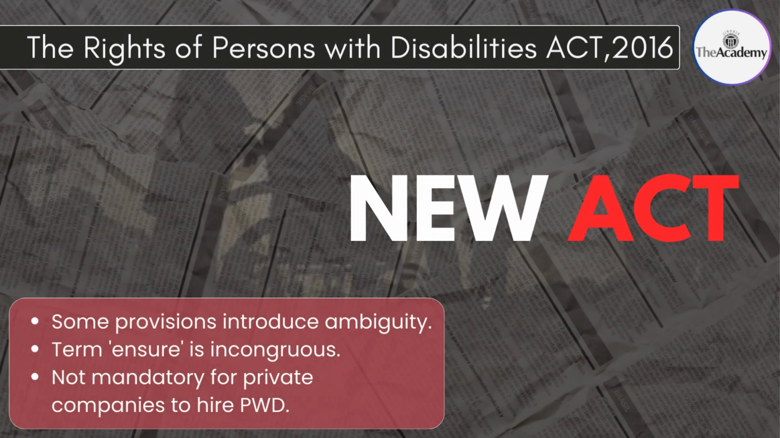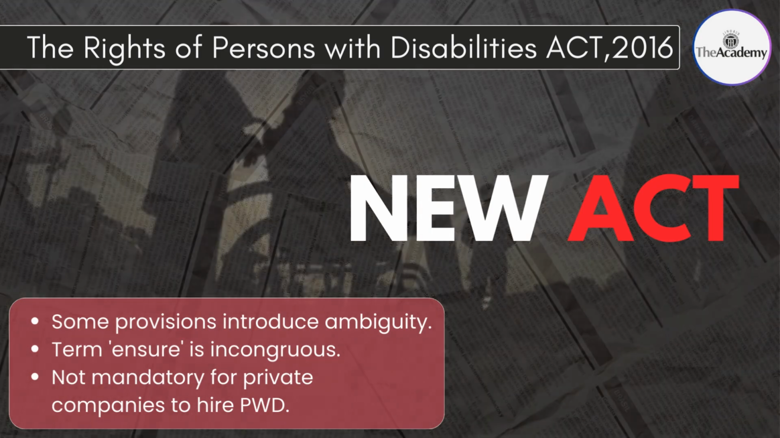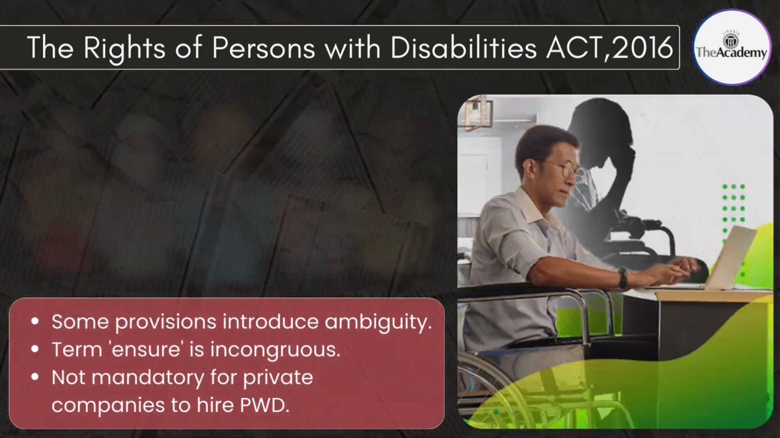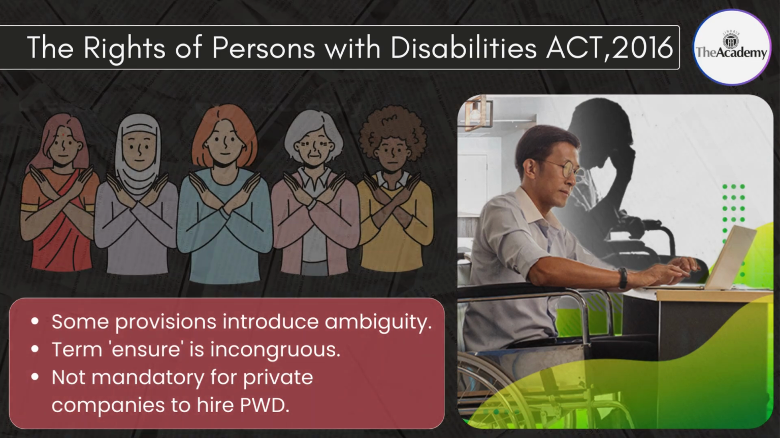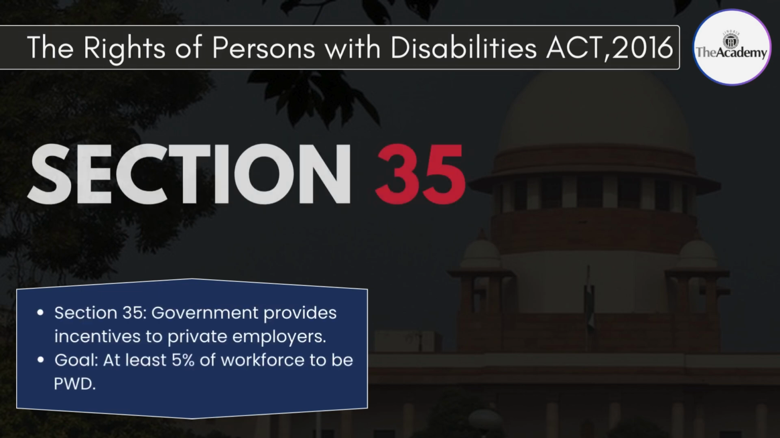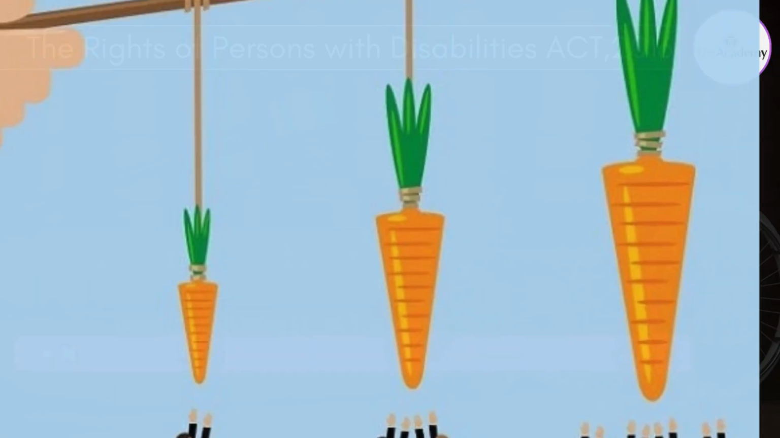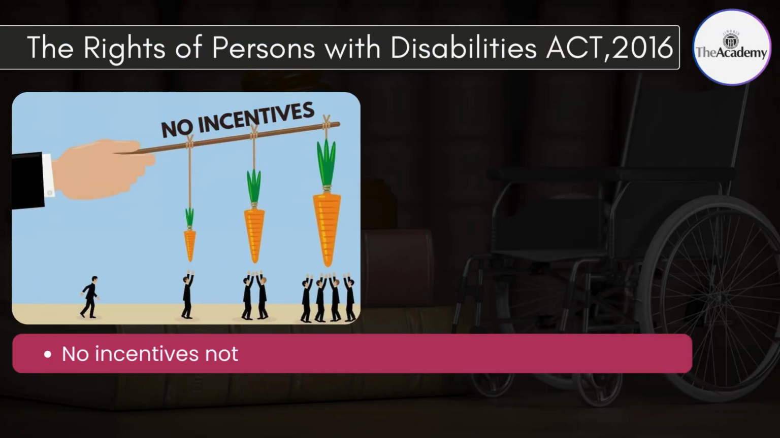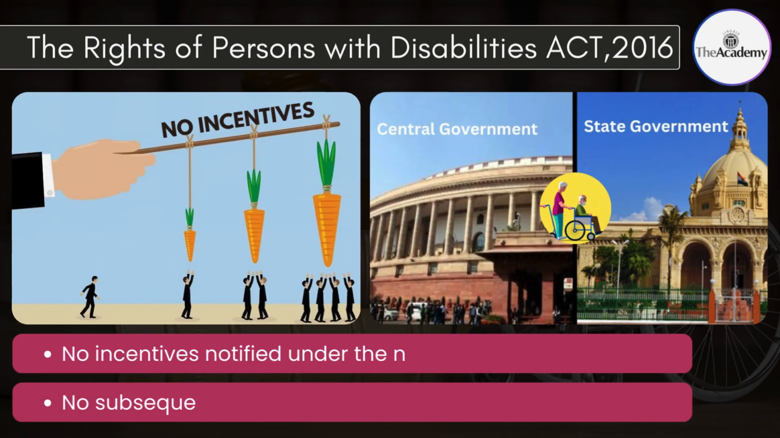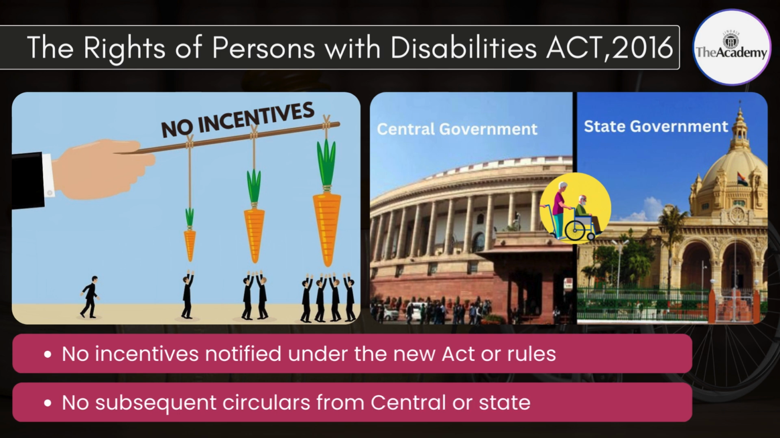For instance, the use of the term ensure is incongruous with the fact that it is not mandatory for private companies to hire persons with disabilities. However, Section 35 refers to the appropriate government providing incentives to employers in the private sector to ensure that at least 5% of their workforce consist of persons with disabilities. To date, no such incentives have been notified under the new Act, the rules or any subsequent circular published by the central government or the state government.